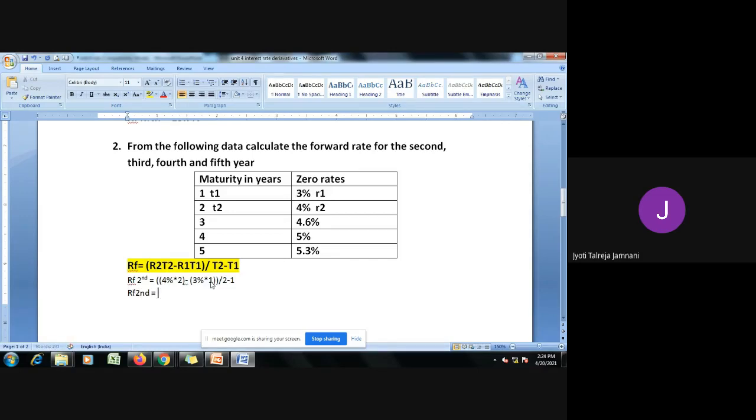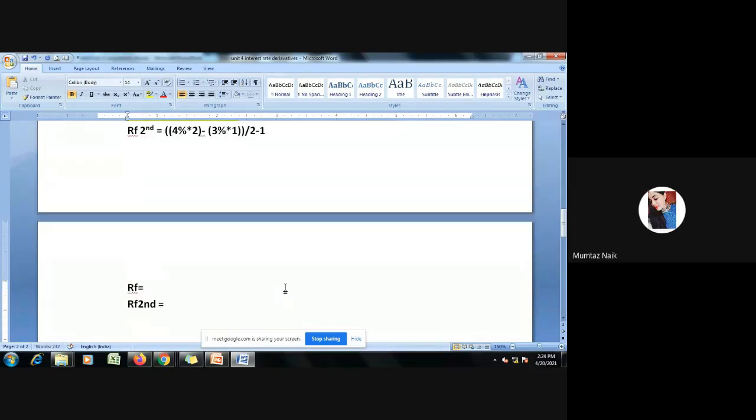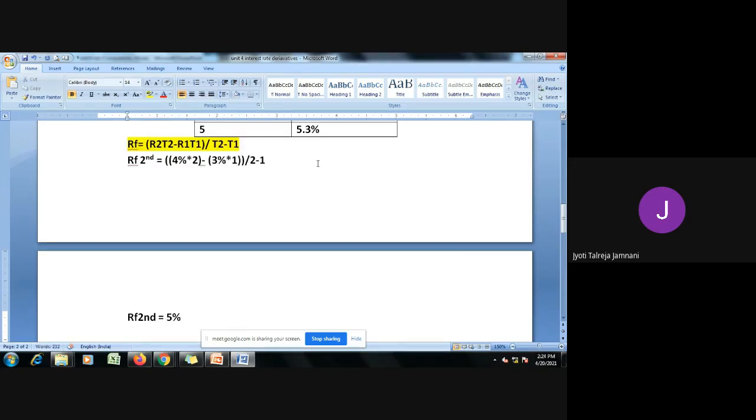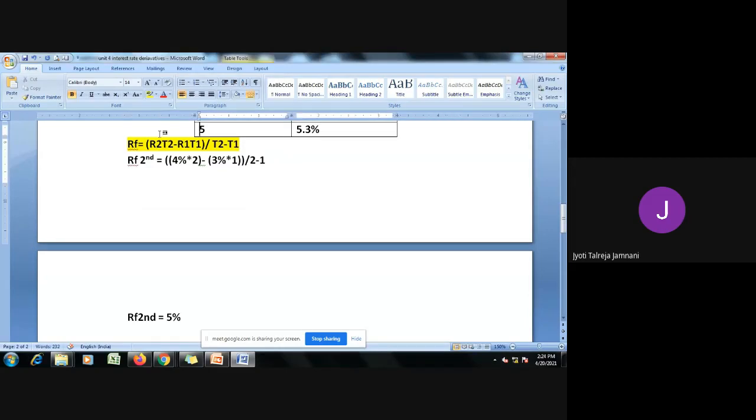So RF for second year. Let's see, anybody can solve it. 5, ma'am. Yes, 5%. 4 into 2 is 8 minus 3 into 1, so it is 3. 8 minus 3 is 5%. So RF for second year is 5%.